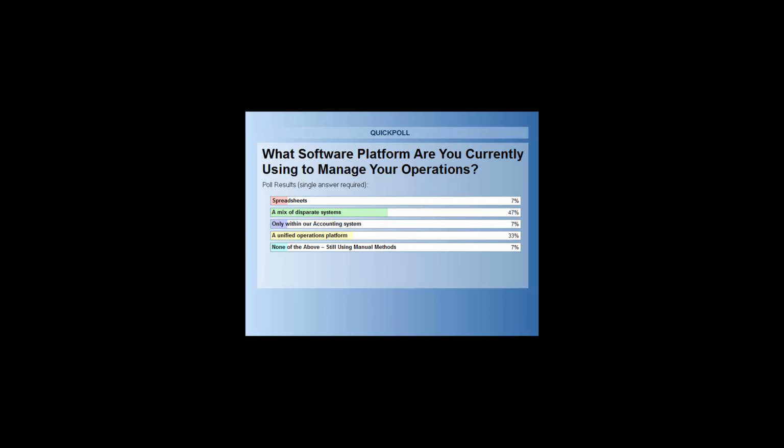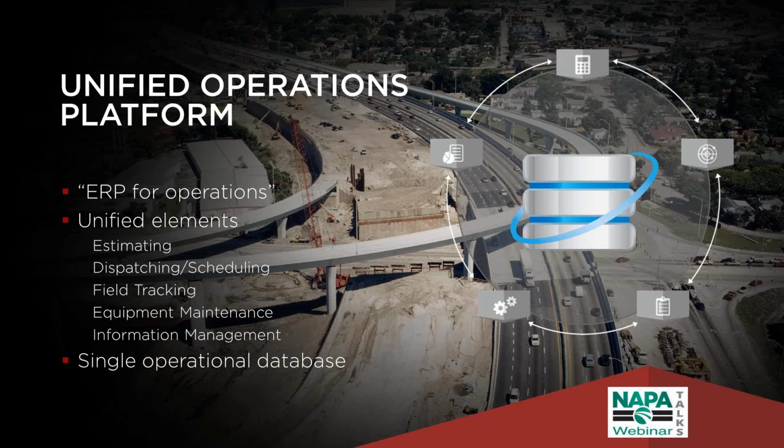And it looks like a mix of disparate systems. That's about 50% of most, 47%. And a unified operations platform, got 33 there. But people are still using the spreadsheets, the accounting systems, and some say none of the above. Still manual. So, I mean, I don't know if you want to comment on that, but it seems like a lot of people are still in the disparate systems.